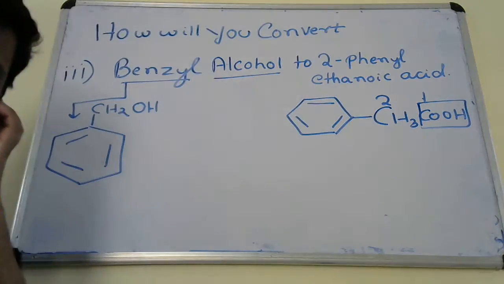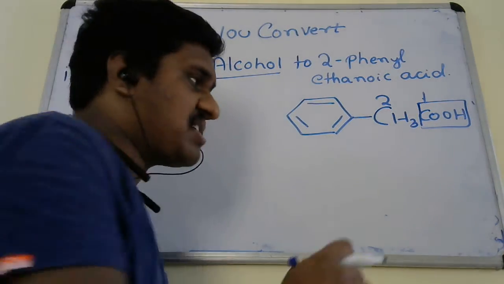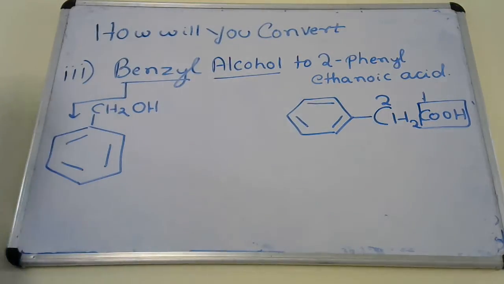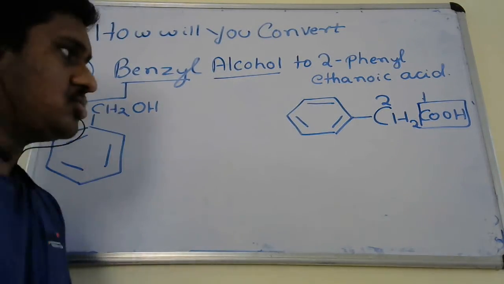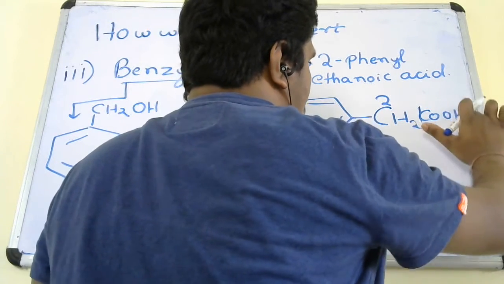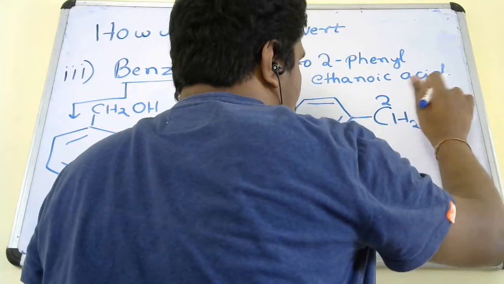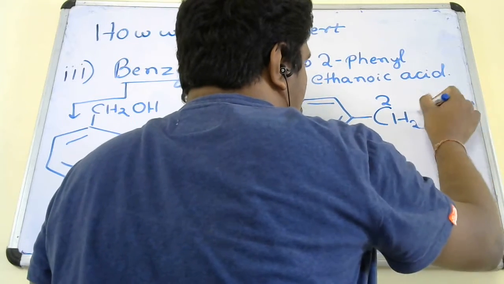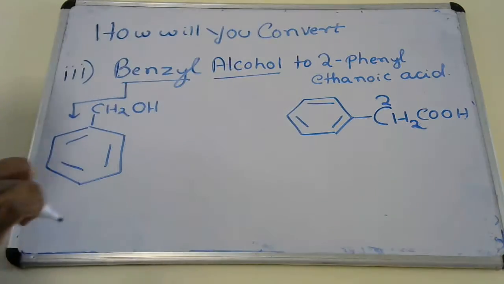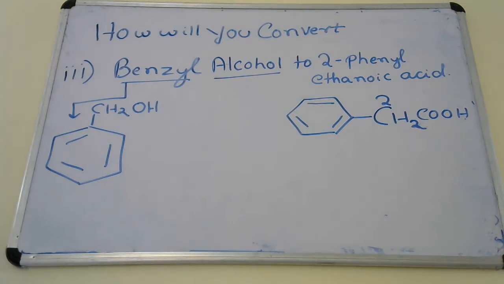Now obviously we have to show the tetravalency of carbon, so I will remove 1 hydrogen from here. So it will be benzene CH2COOH. So this is our 2-phenyl ethanoic acid.